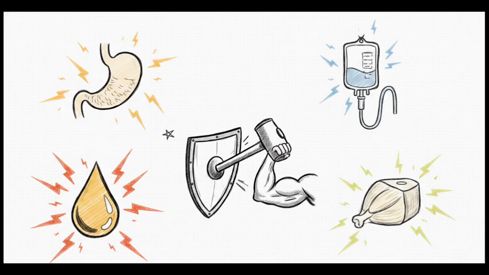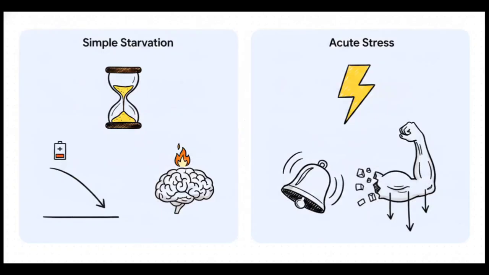And you definitely want to lock this next fact away. A strict minimum intake of 400 kilocalories of carbohydrates per day is required just to minimize protein breakdown. Now, the absolutely crucial point here is the contrast between simple starvation and physiologic stress. They are totally different beasts.